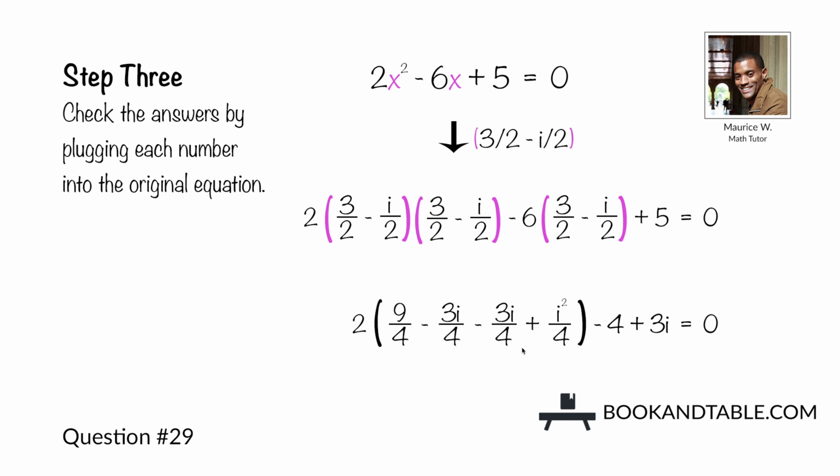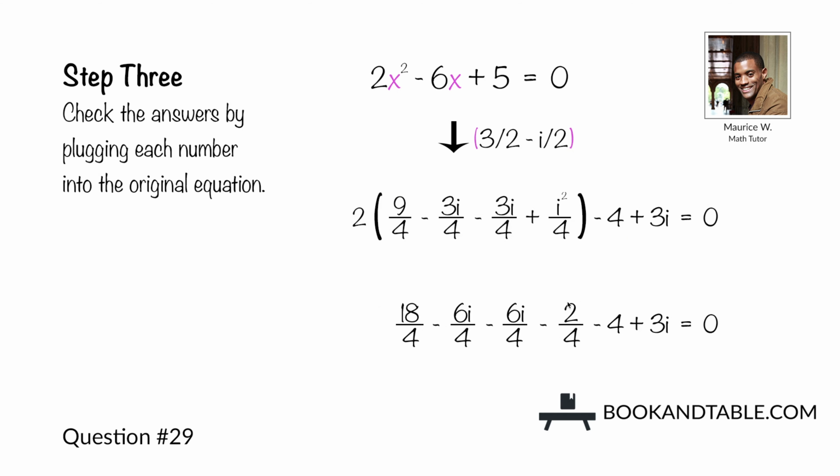So now we start working on this part of our expression. So we begin by distributing this 2 to each term inside of the parentheses. When we do so, we get 2 times 9, which is 18 over 4. 2 times negative 3i is negative 6i over 4. 2 times negative 3i is negative 6i over 4. 2 times negative 1, i squared is negative 1, gives us negative 2 over 4. Minus 4 plus 3i is equal to 0.